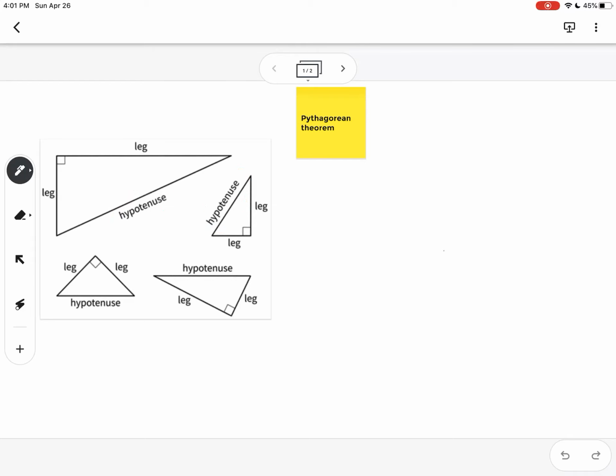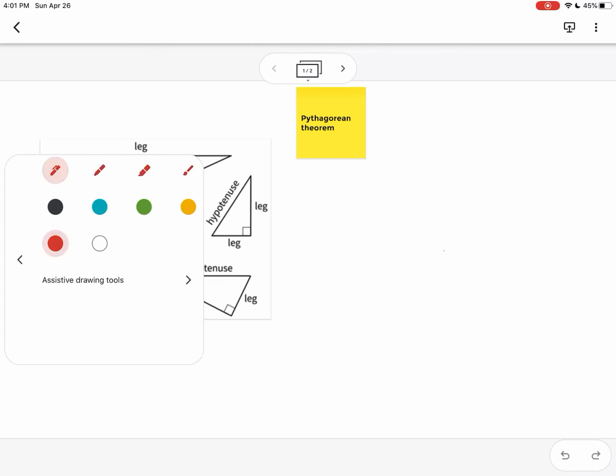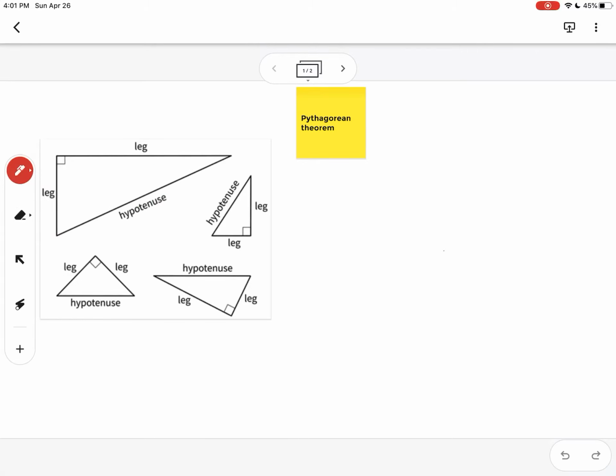A lot of times we see labels on these. These are A and B, and the hypotenuse is C. The legs are interchangeable. It doesn't matter if this is A and this is B, or if this one is A and this one is B. Those don't matter, just as long as the hypotenuse is always C.